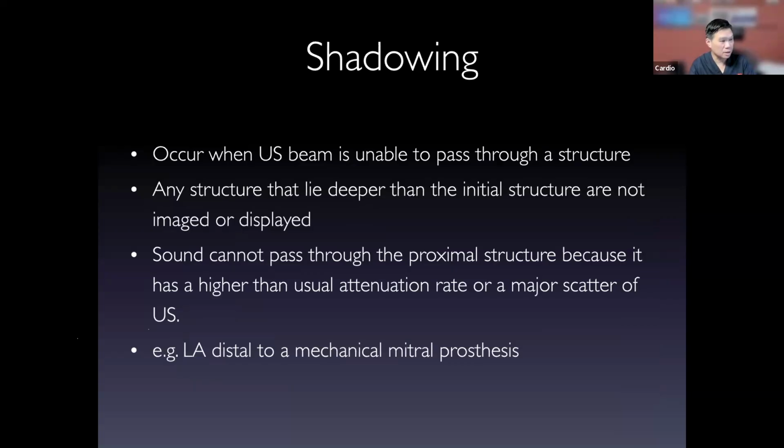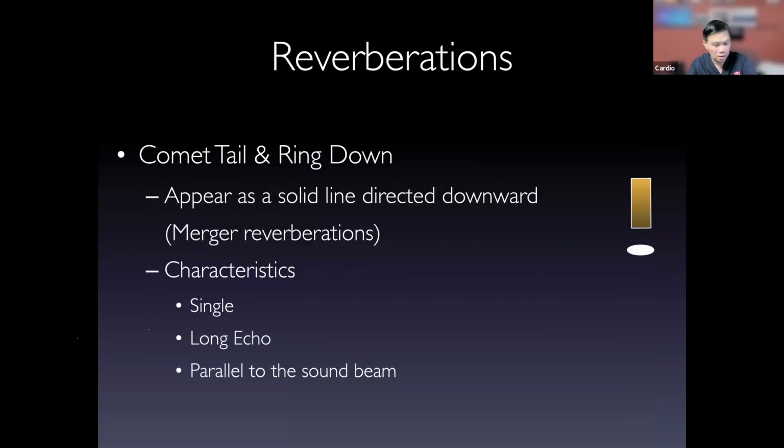And this is a very common artifact that we will see. Like I've shown you one already with the mechanical mitral valve. They're like sewing rings, and it just keeps bouncing inside and causing a comet tail. So you see that a lot.